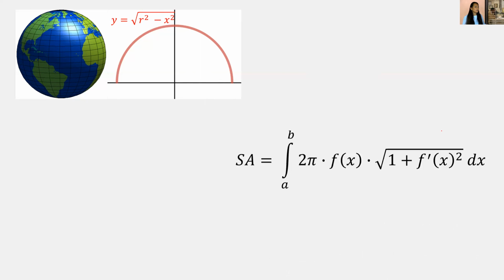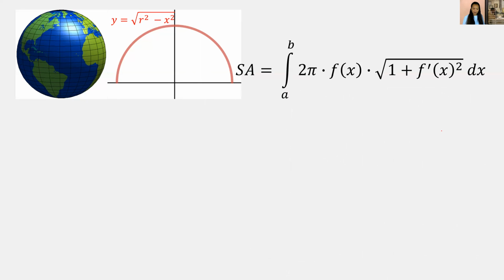And then let's remind ourselves that surface area is the integral from a to b of 2 pi times the function value multiplied by the square root of 1 plus the derivative squared, right? Now, we are going to go from 0 to r as our a and b. And if we do that, we're getting half of the sphere, right? Surface area for half of the sphere. So we want to double that. Okay, so surface area. And in order to do that, we need the derivative, right?